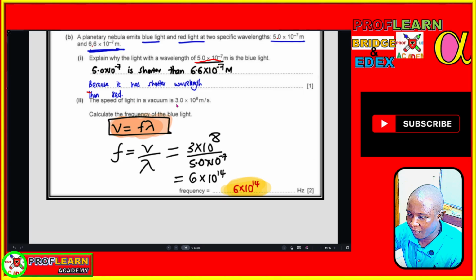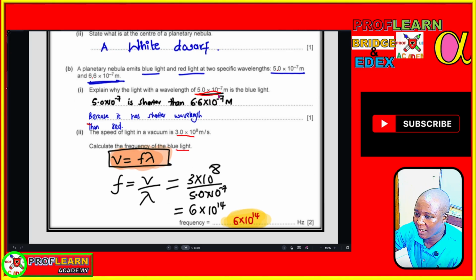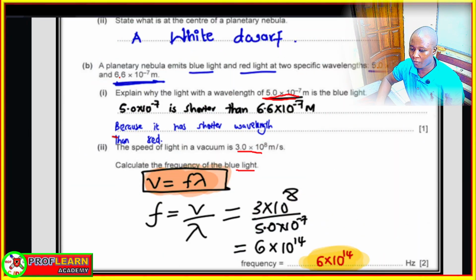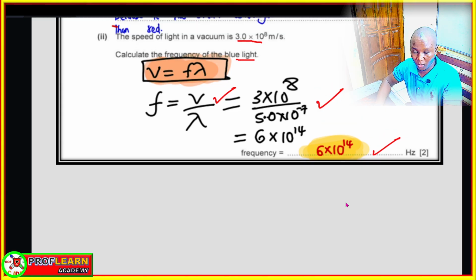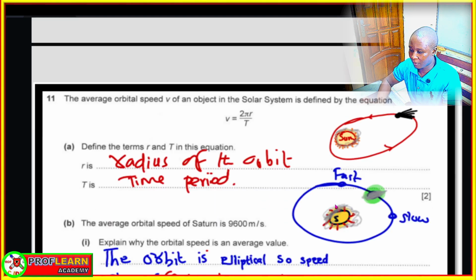The speed of light in a vacuum is 3.0 times 10 raised to the power 8. Calculate the frequency of blue light. And blue light, we have said, is the one that has less wavelength. That's 5.0 times 10 raised to the power negative 7. Then we're going to use the wave equation to work it out. Candidates were supposed to remember that speed is equal to frequency times wavelength. If you rearrange this equation, you'll get v over lambda. And if you work it out, you're going to get 6 times 10 raised to the power 14 as the frequency of this type of light.